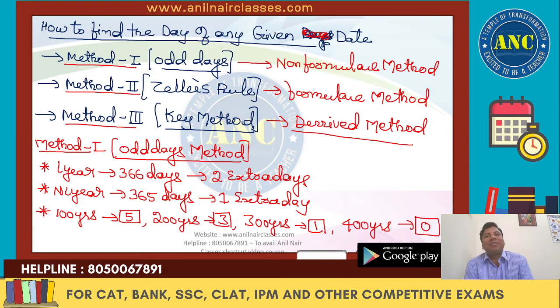How to find the day of any given date? One is by using the odd days concept. To use it, we require: a leap year has 366 days, 2 extra days. A non-leap year has 365 days, 1 extra day. 100 years will have 5 extra days, 200 years will have 3 extra days, 300 years will have 1 extra day, and 400 years will have 0 extra days. We will use these key points to find the day of any given date using the odd days method. I hope the concept is clear.